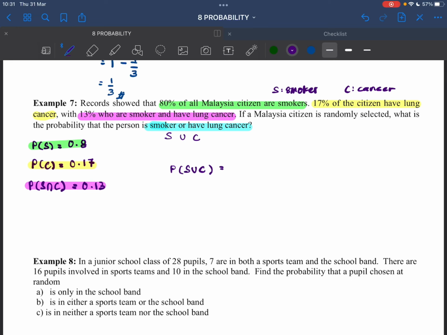Okay, so how are we going to do this? Just straight away formula. P(S) plus P(C) minus P(S intersect C). So P(S) we have 0.8, cancer we have 0.17, intersection between those things is 0.13. Sub into the calculator, that will be 0.84. Okay, very simple. So there is no other way to find this, only by formula, unless you have a Venn diagram.